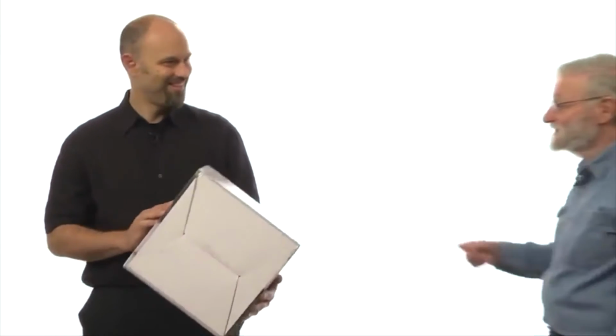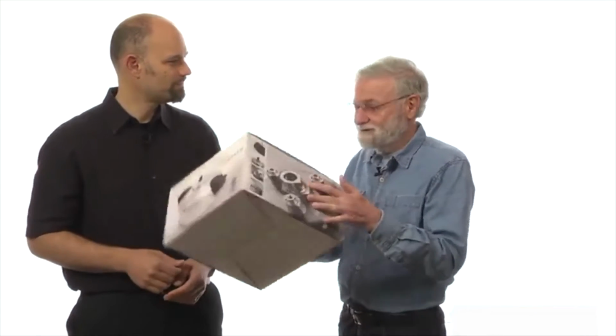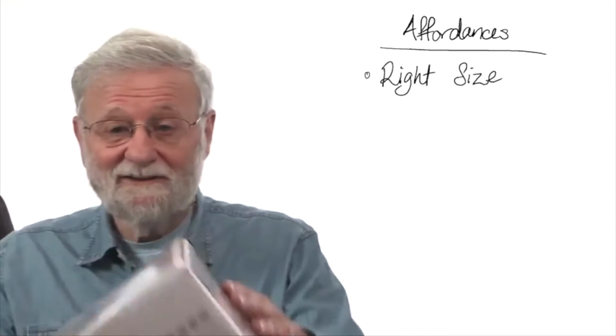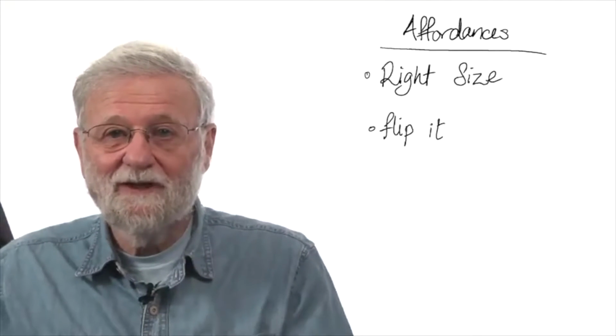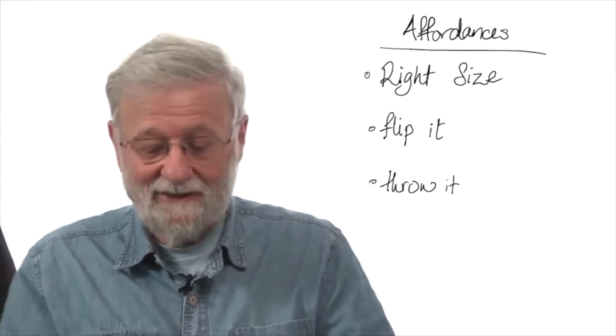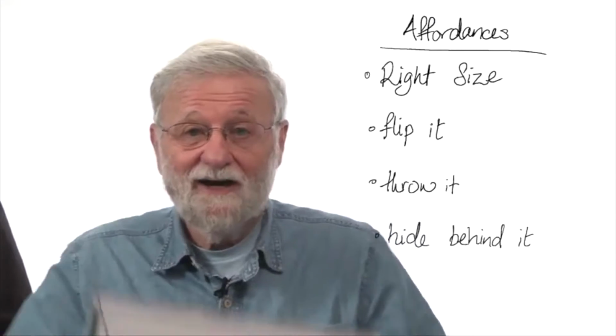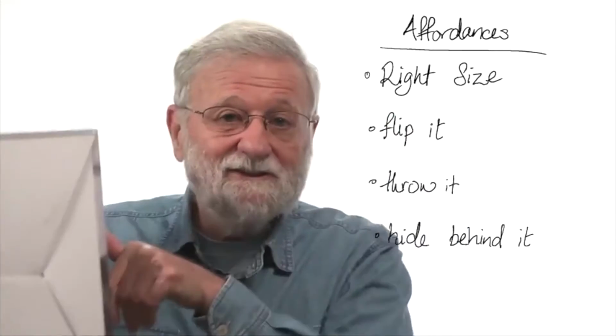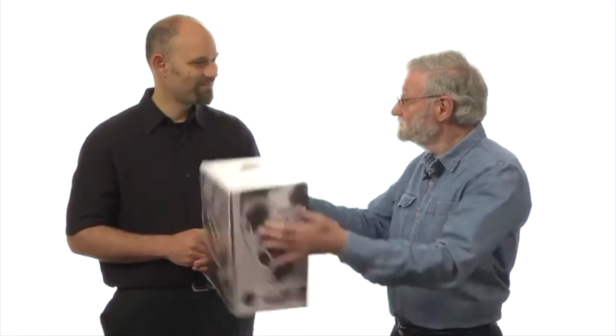Hey, Kristen, you caught it. I did. What made it possible to catch? Well, it was light enough. It was grippable. It's about the right size. So, we call those features affordances. You can flip it around. You can throw it and catch it. And you can even hide behind it because it doesn't afford the transmission of light. So, affordance is very important.